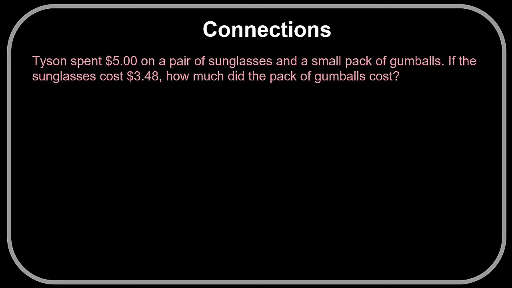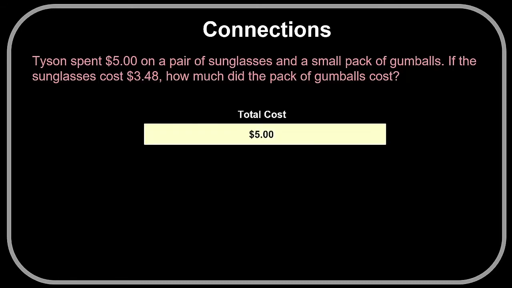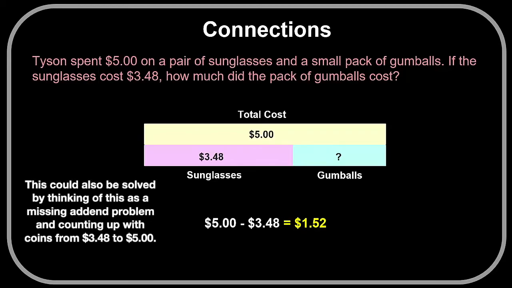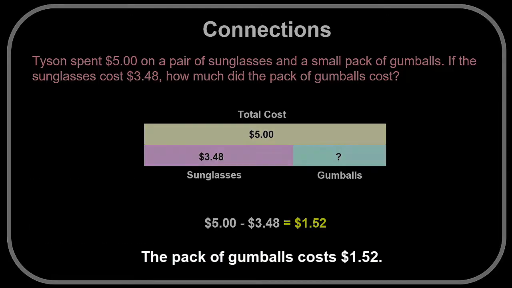We know that Tyson spent a total of $5. We also know that the sunglasses cost $3.48. We need to know the cost of the gumballs. We can find the cost of the gumballs by calculating $5 minus $3.48, which gives a difference of $1.52. The pack of gumballs cost $1.52.